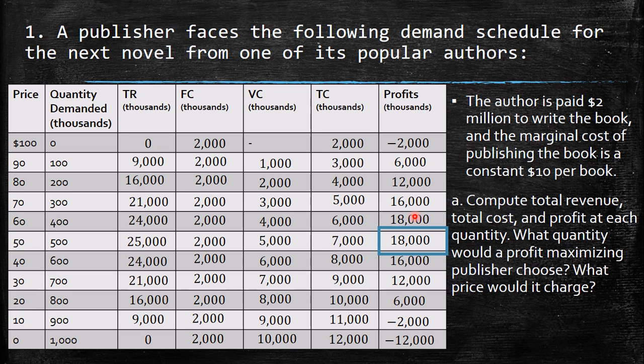Then the question, what quantity would a profit maximizing publisher choose? The quantity that the firm will produce is going to be 500,000 books, because they represent the highest profit. It's going to be 8,000 thousands, so at the end of the day it's going to be 18 million. What price would it charge? The publisher charges $50.